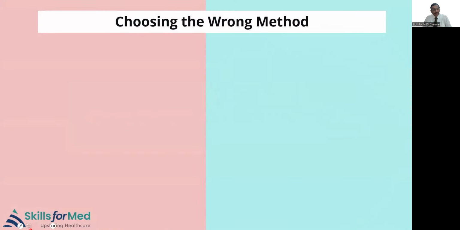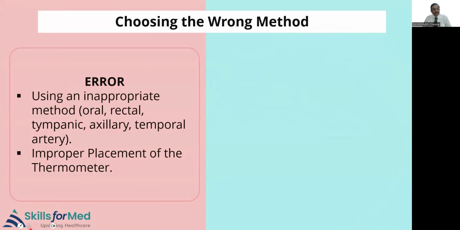So, choosing the wrong method. It can be oral, rectal, tympanic, axillary, or temporal artery. Any of these can be used for temperature measurement, but when to use which is very important. And also improper placement of the thermometer, especially if you're placing it in the axilla or even the oral cavity. If you don't place them properly, errors creep in.